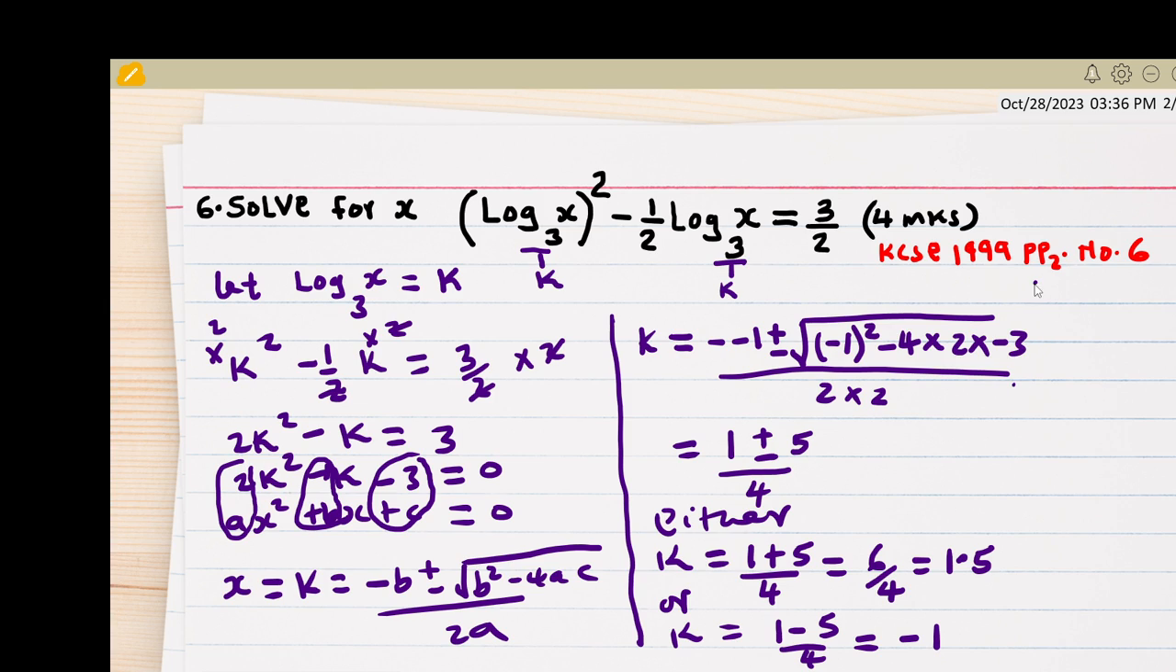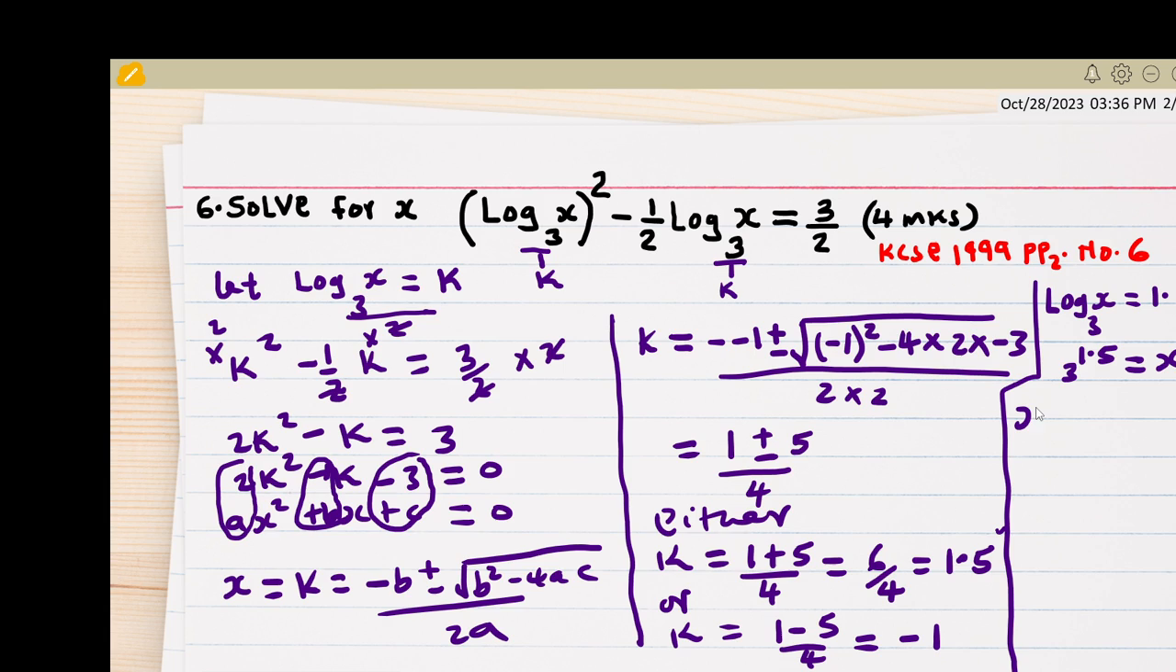So from there, remember the question wanted us to find the values of x, not the values of k. We are going back to this particular equation here. We had said we are letting log to base 3 of x be equal to k, but the first value of k is 1.5, so this equals 1.5. To find the value of x, I'll simply change this to what we call the index form. This is the logarithmic notation, so in index form it will be 3 to the power of 1.5 equal to x. So you simply take 3 to the power of what is on this side, which should be equal to x.